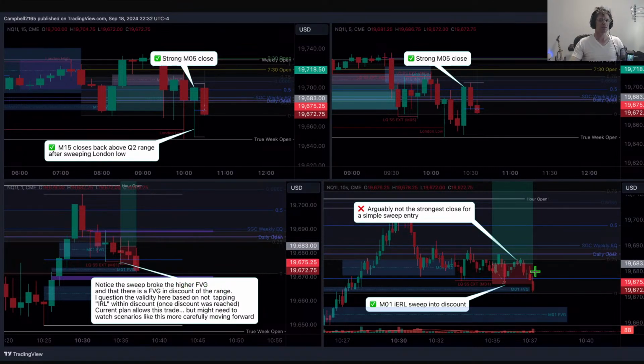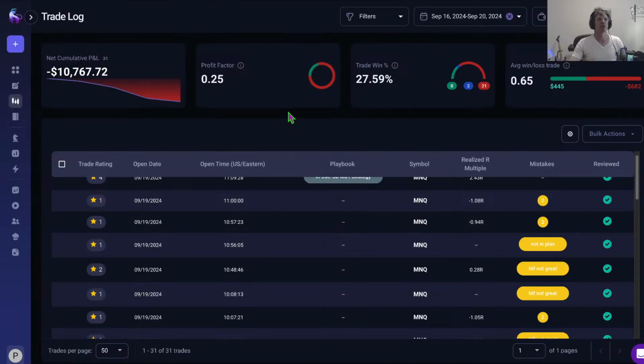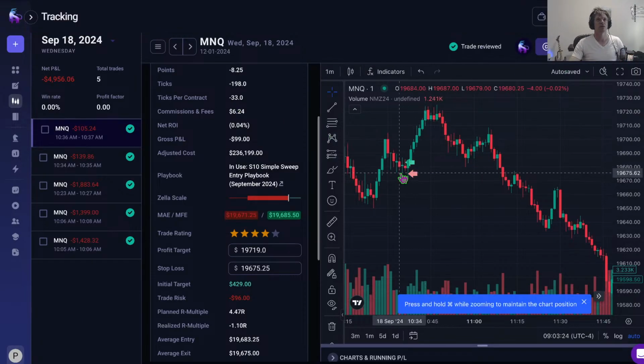But otherwise, it's one of those judgment calls. I think if there is a nice M1 IRL fair value gap right here, which there was, to just wait for it to tap that, right? And that did end up happening. This tapped, and as you can see here, it tapped, it held that, and so the entry was in here, and that worked.